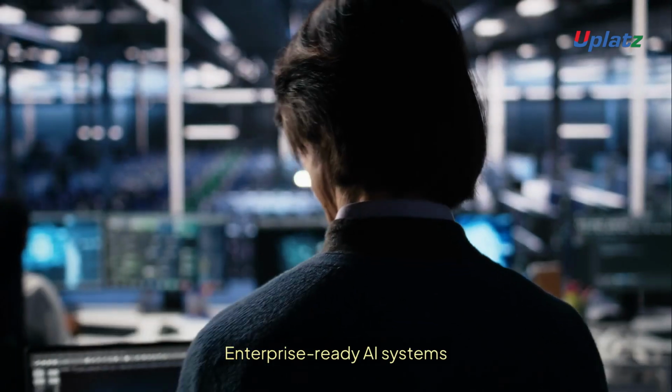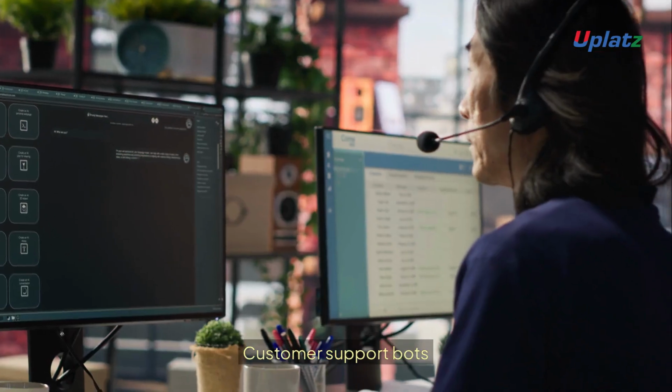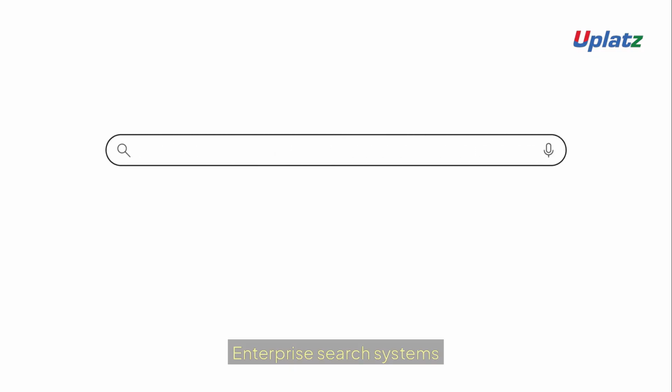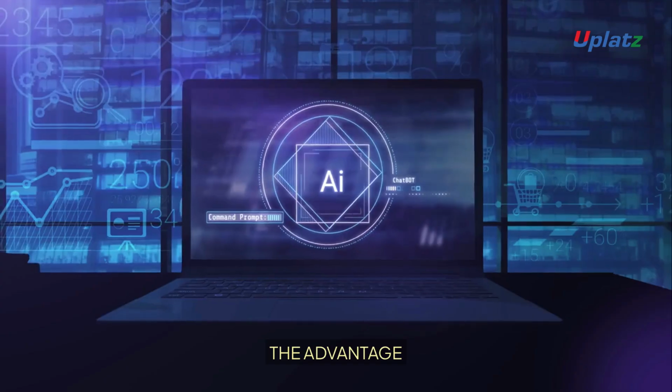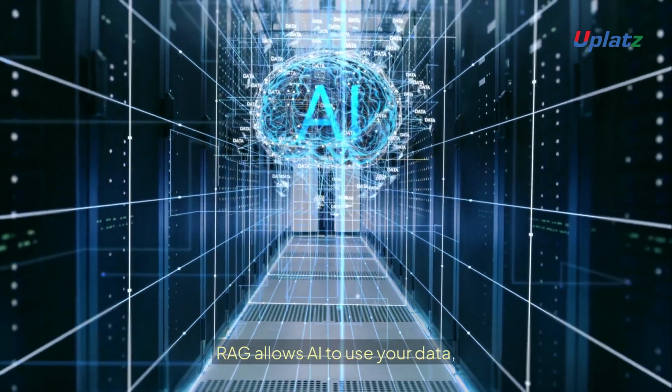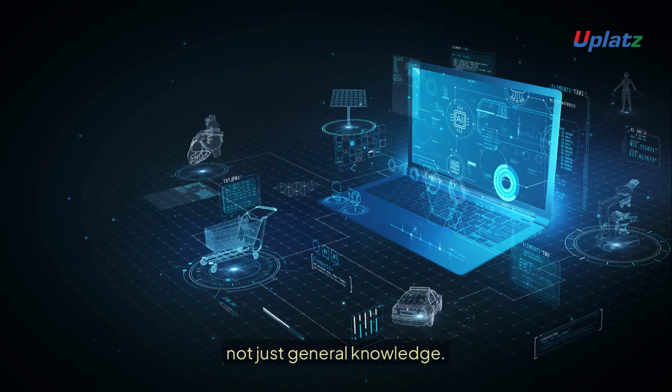Enterprise-ready AI systems. Real-world use: customer support bots, enterprise search systems, internal knowledge assistance, document-based Q&A, and AI systems. The advantage: RAG allows AI to use your data, not just general knowledge.